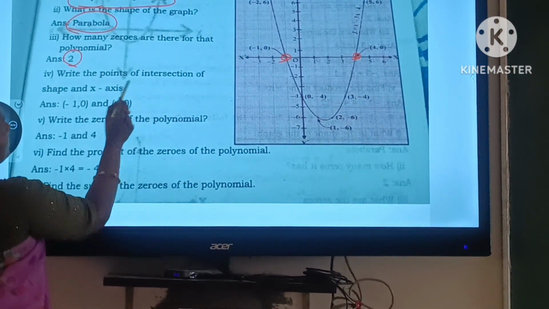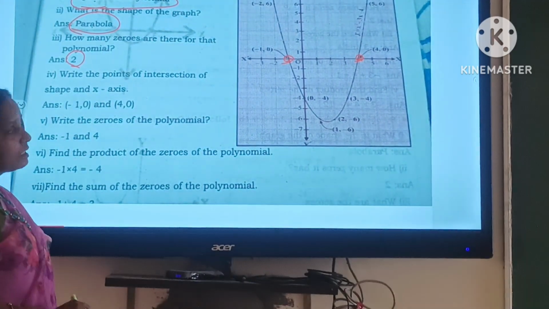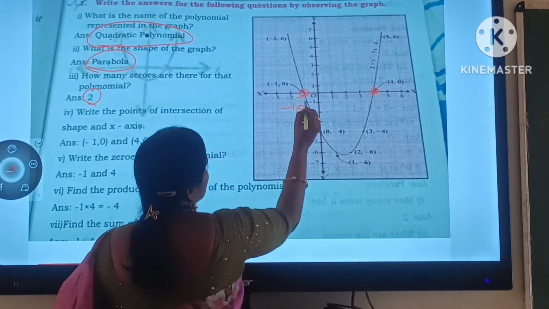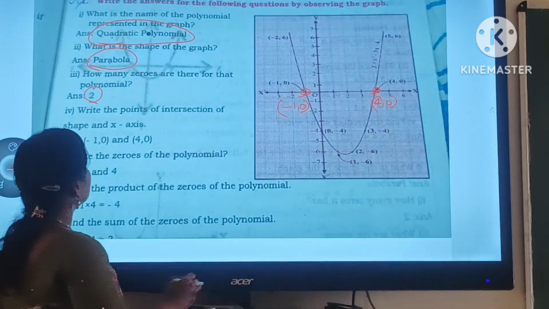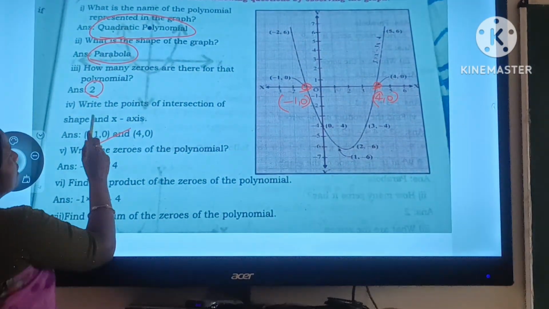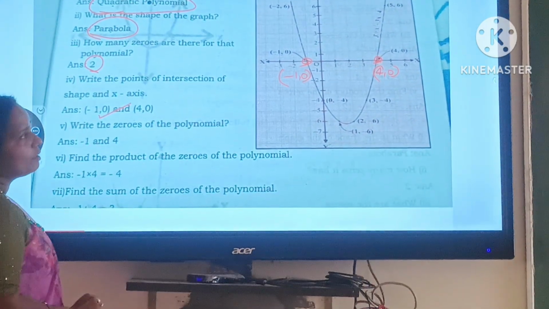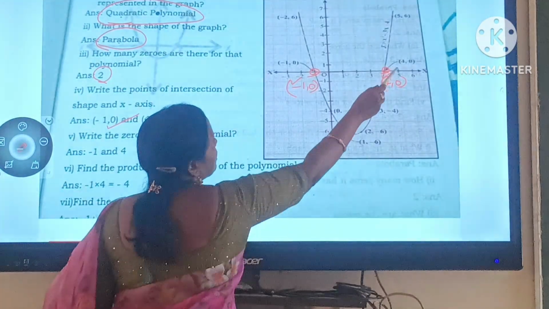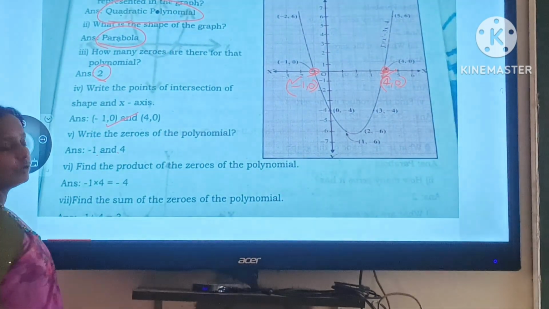Write the points of intersection of the shape on the x-axis. What are the intersecting points? -1, 0 and 4, 0. Therefore, -1, 0 and 4, 0 are the points of intersection. Write the zeros of the polynomial. The first coordinate of the first point is -1, and the first coordinate of the second point is 4.